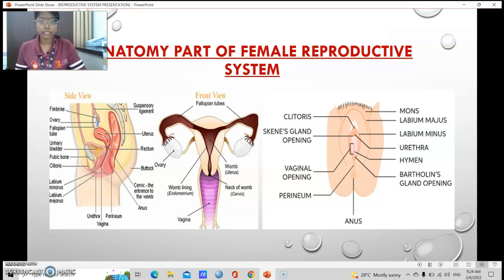Okay, let's see. This is the anatomy part of the female reproductive system. This is the front view of the fallopian tube, and this is the ovary. Here is the ovary, this is the fallopian tube, here is the cervix, and here is the vagina.